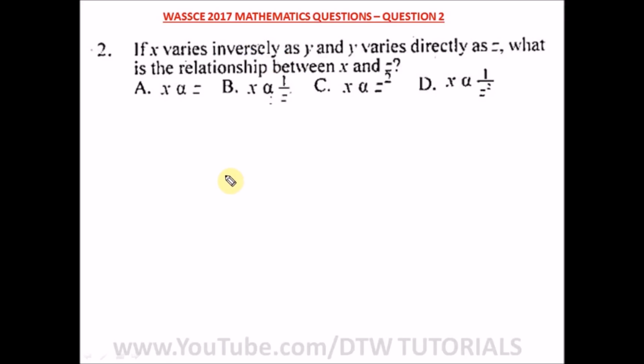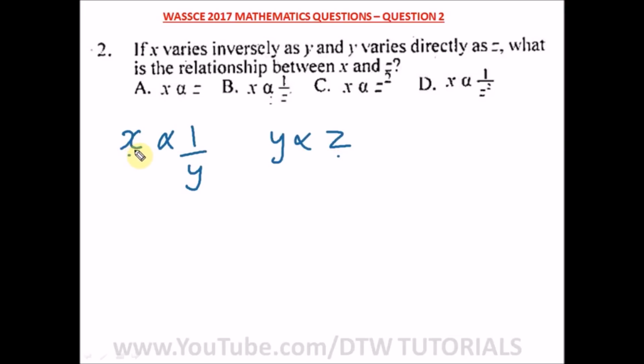Question 2 of our WASSCE 2017 mathematics questions, that's your Waec. It says if x varies inversely as y and y varies directly as z, what is the relationship between x and z? So x varies inversely as y, that is 1 over y, and y varies directly as z. We are looking for the relationship between x and z. From here, what can we say?